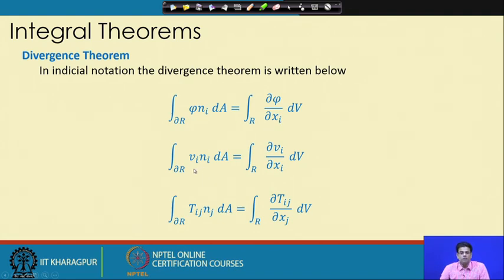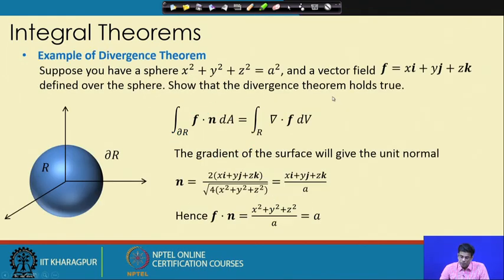So, similarly, the divergence theorem for a vector field is: the integral of Vi ni over the boundary, or over the surface, is equal to the integral of del Vi by del xi over the volume. Similarly, for the tensor field, the integral of Tij nj over the surface is equal to the integral of del Tij by del xj dV over the volume. So, these are the initial notation.